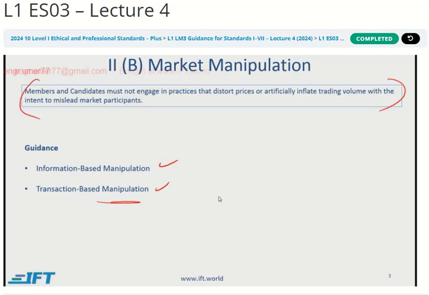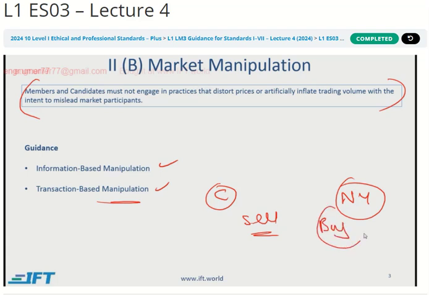You might have a large firm with offices in Chicago and New York, and the Chicago office might be selling a particular security and the New York office might be buying the same security. The next day in the Wall Street Journal, it might appear that the liquidity of this security is up. But the reality is that it's just up because of trading within a given firm. This would be transaction-based manipulation, which would be a violation of Standard 2B.